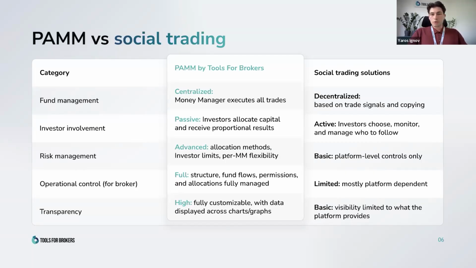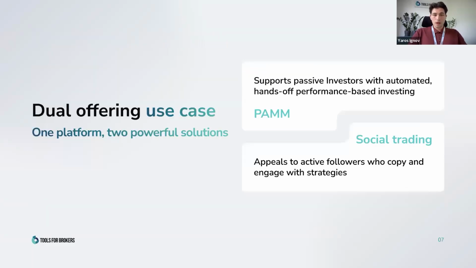And we often work with brokers who are already running a social trading platform, and they come to us looking for ways to scale their business, especially when they start attracting a broader client base. And they ask, can we add PAM on top of our existing social trading platform? And the answer is, again, yes. In fact, we have had multiple successful implementations where PAM complements social trading. It does it perfectly, and vice versa.